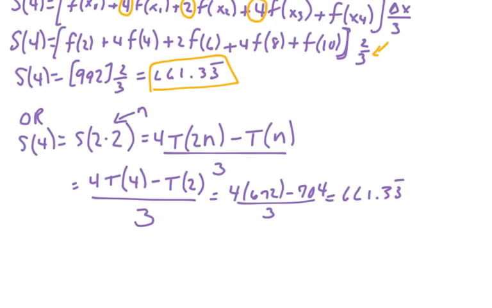And then here's the shortcut for Simpson's. S of 4 is the same thing as S of 2 times n, and n is equal to 2. And that is the shortcut. You take 4 times the trapezoid of 2 times n, minus t of n, divided by 3. It's relying on the trapezoid. So here's your formula, and you end up with the same value.